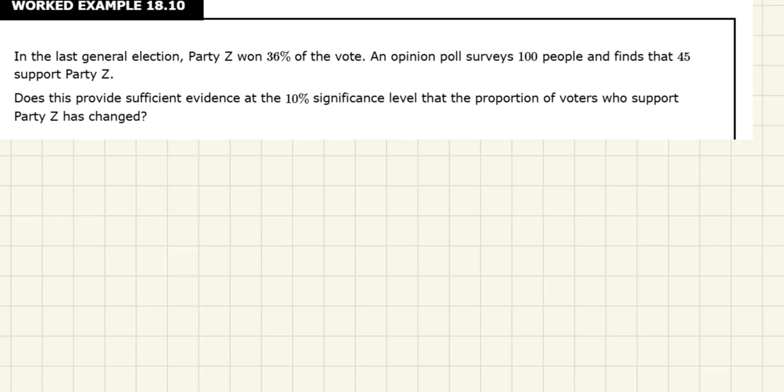So, in the last general election, Party Z won 36% of the vote. An opinion poll surveys 100 people and finds that 45 support Party Z. Does this provide sufficient evidence at 10% significance level that the proportion of voters who support Party Z has changed?